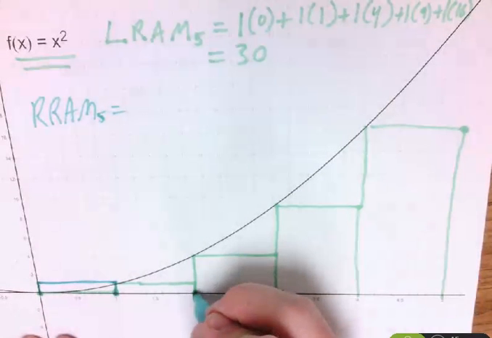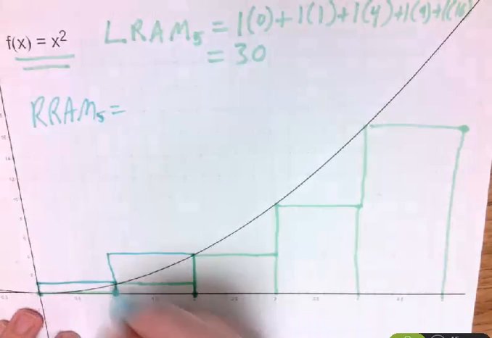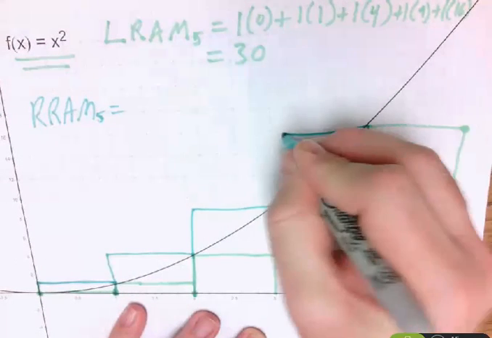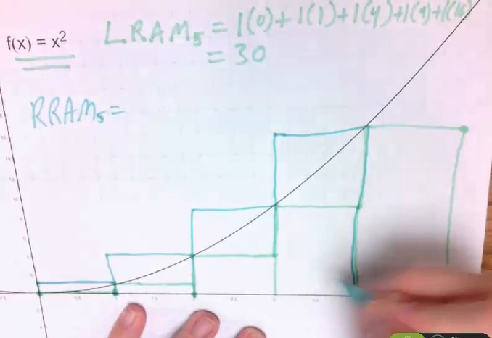My next one would go up here, and this time come back and down, up, back, and down, up, back, and down. I'm really starting down here.